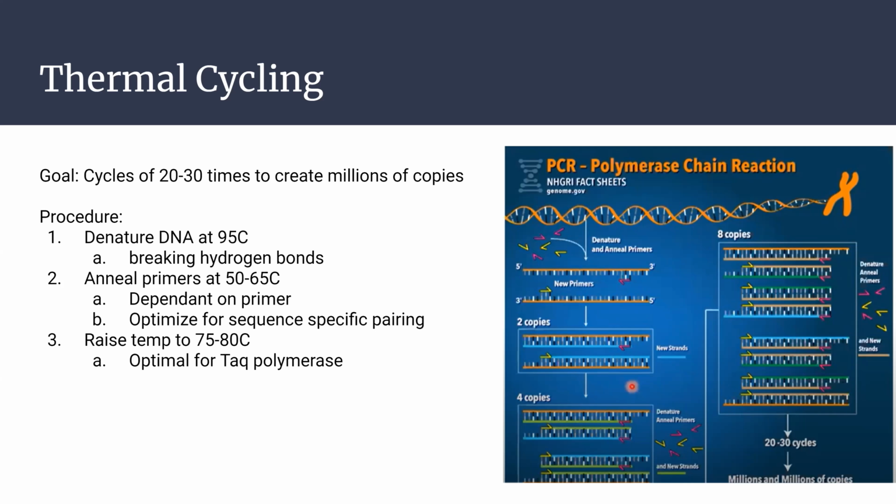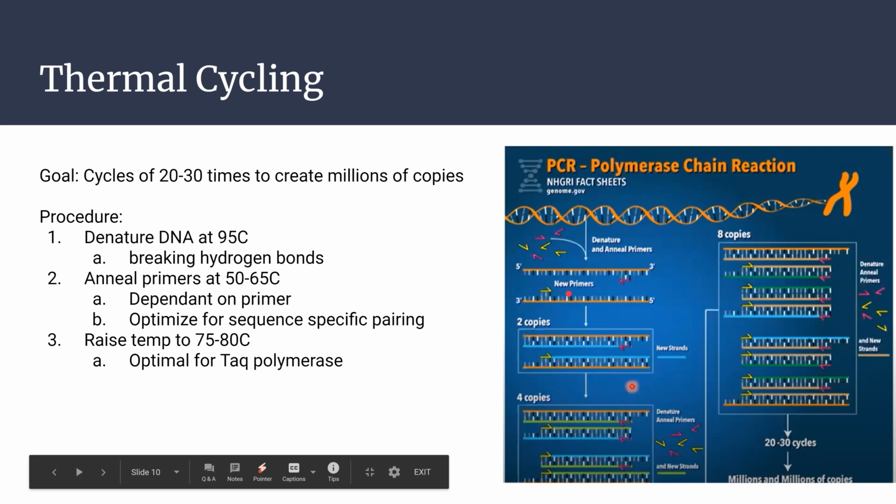You're going to start off by denaturing the DNA at 95 degrees centigrade, right? That's going to break the hydrogen bonds between the two strands and unravel the DNA into the 2 separate strands. And then the second step, you're going to anneal the primers at 50 to 65 degrees centigrade. So you're going to cool down the temperature. You're going to give the primers a chance to go in and bind to the 2 different strands, right?